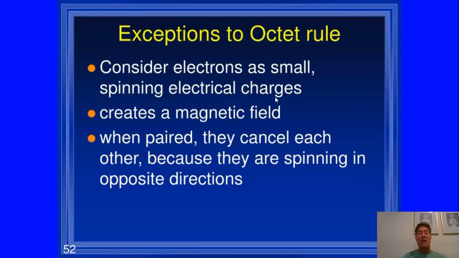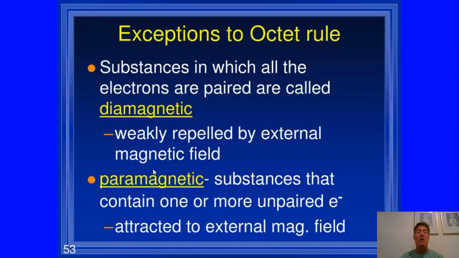Electrons are small spinning electrical charges, and they can create a magnetic field. Now, when they are paired up, one up, one down, Pauli exclusion principle, they cancel each other out because they're spinning in opposite directions. But when they're not paired, it creates a situation called paramagnetic. And that is where there is one or more unpaired electrons. So you can think paramagnetic, one or more unpaired electrons. And diamagnetic is just the opposite of that. Everything's paired up. Well, paramagnetic substances that contain one or more unpaired electrons are attracted to an external magnetic field, whereas diamagnetic molecules are not attracted, they're actually weakly repelled by a magnetic field.